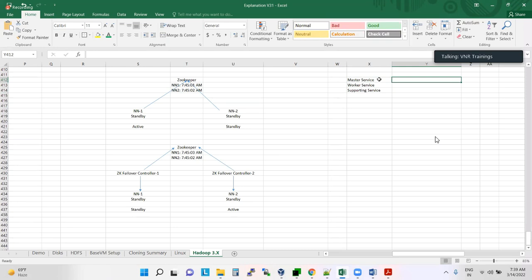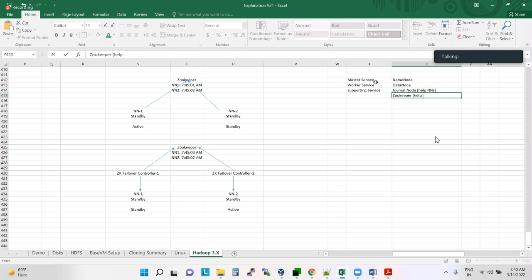In a Hadoop cluster, the master service is Namenode, the worker services are Datanodes, and what are the supporting services? Journal node. To whom will it give support? What will the journal node do? It will help Namenodes maintain the common copy of edits.